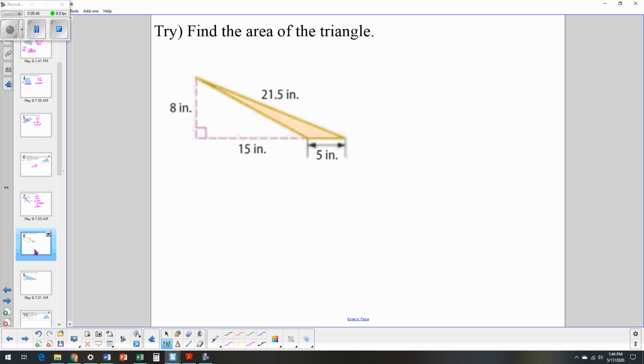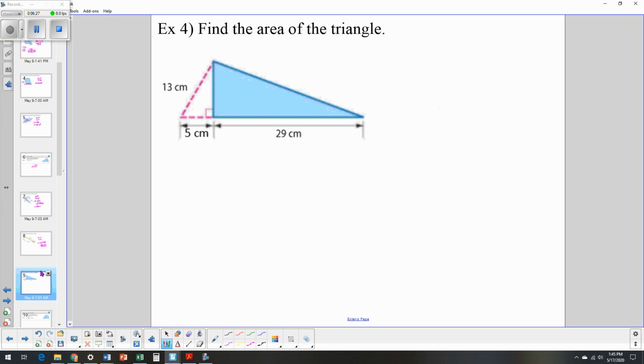All right, you're going to go ahead and try the next one. You have all the information you need to do it. Find the area, pause, and check your answer when you're done. All right, so your answer for this one is 20 square inches.